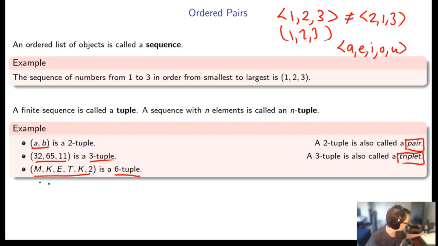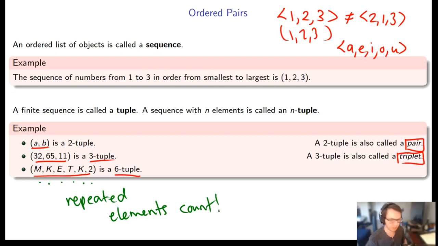What you'll notice in ordered pairs, or ordered six-tuples, is that the repeated elements count. In sets, they didn't count. When you saw a repeated element, you just tossed it out and didn't count it. But in tuples, the repeated elements do count. So we see K here twice, and it counts twice. That's an important difference with the ordered tuples.